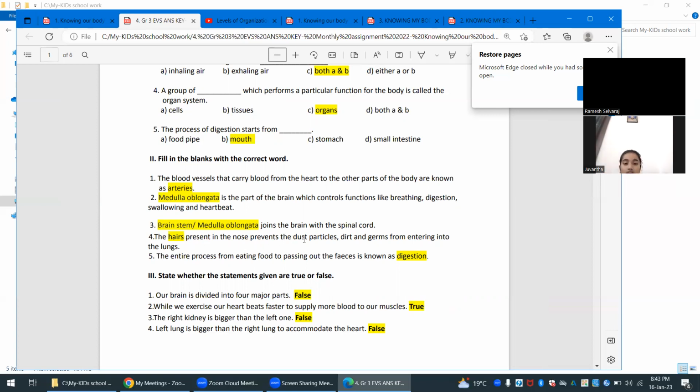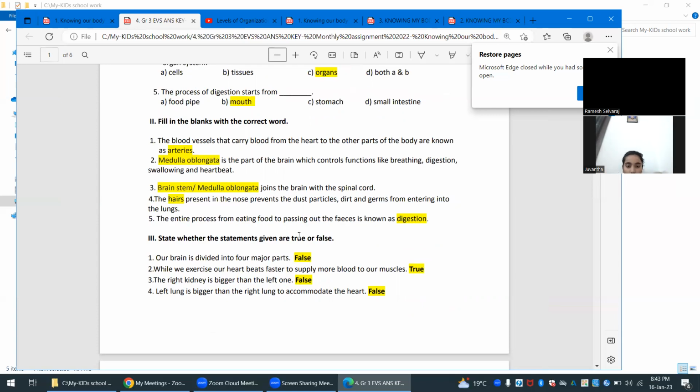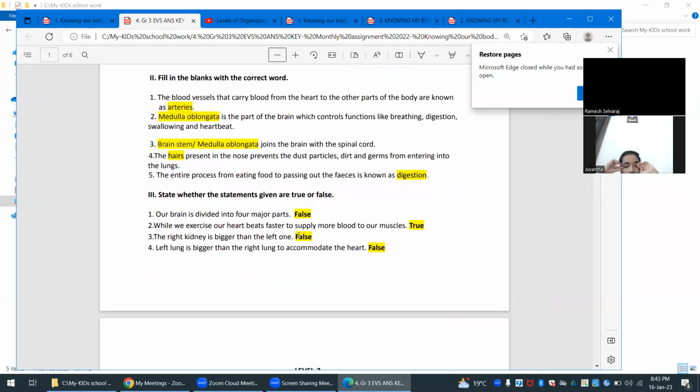Hair present in the nose prevents the dust particles, dirt, and germs from entering into the lungs. You remember hair? You could not see inside your nose, but there are hairs inside your nose. Yes. That helps to prevent the dust particles from entering into the lungs.